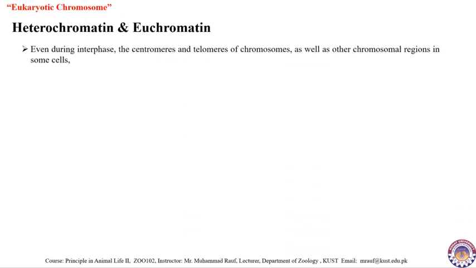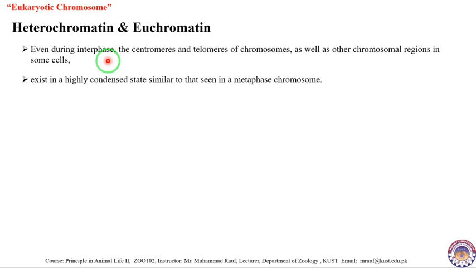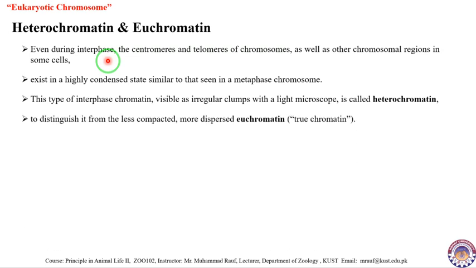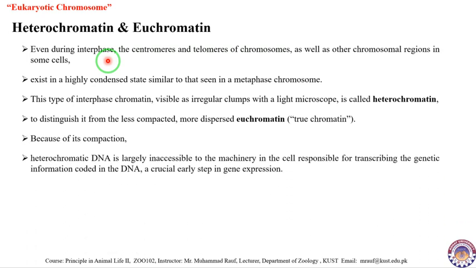Now, heterochromatin and euchromatin. Even after interphase, the centromeres and telomeres of chromosomes, as well as other chromosomal regions in some cells, exist in highly condensed states similar to that seen in a metaphase chromosome. The type of interphase chromatin visible as irregular clumps with a light microscope is called heterochromatin, to distinguish it from the less compacted, more dispersed euchromatin.